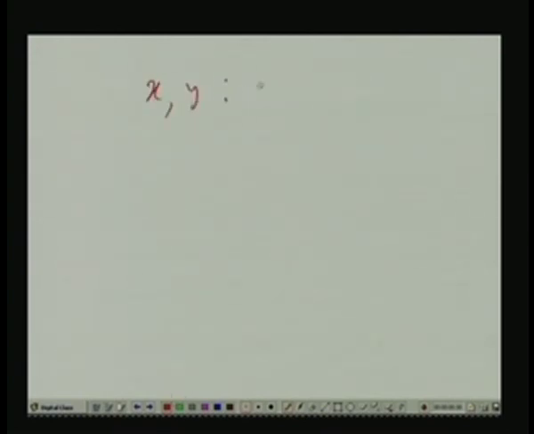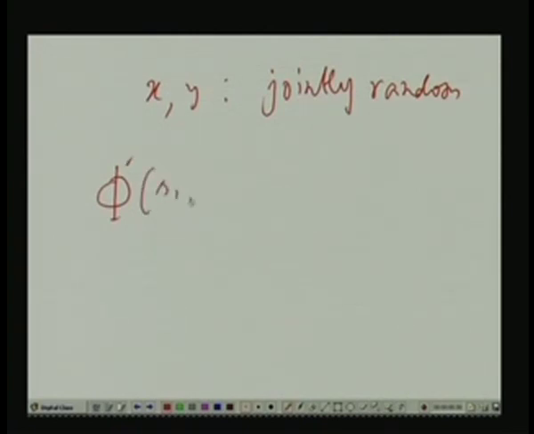x, y, jointly random, then we define this function phi. Maybe we can put a phi prime. I will tell you why I am putting a phi prime. S 1 S 2 as the expected value of e to the power S 1 x plus S 2 y.